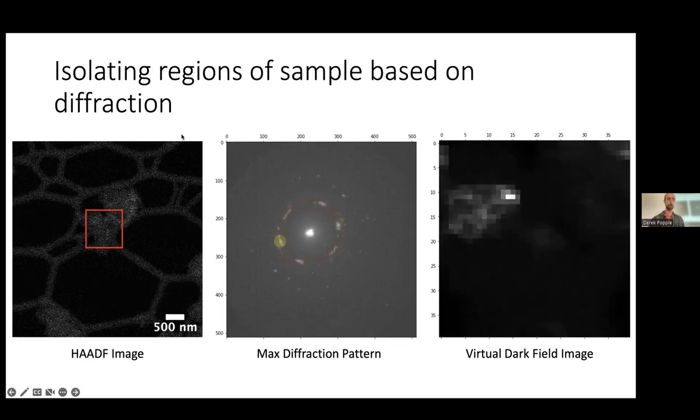Something else that you can do, and this was again collected on the same region, the same data set, is artificially define an aperture and see what regions of the sample were giving rise to that specific diffraction peak. Here I've selected just one small set of peaks, and we can see that it's coming from the upper left portion of the crystal.